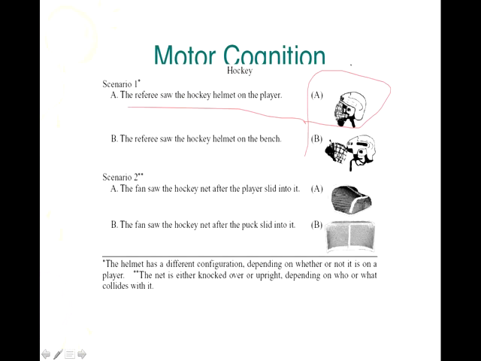So the fan saw the hockey net after the player slid into it, so you're going to see it from behind, and it's fallen over. And then the fan saw the hockey net after the puck slid into it, it's going to be standing up. Okay? So these are hockey-specific questions.